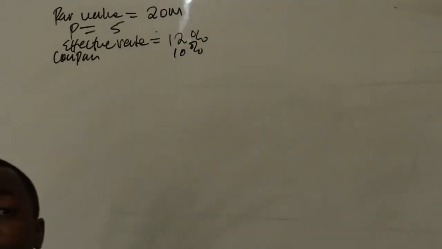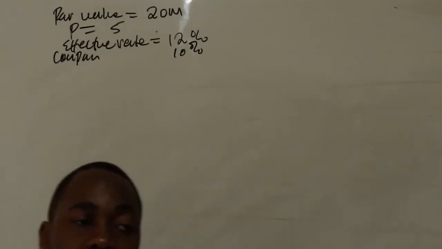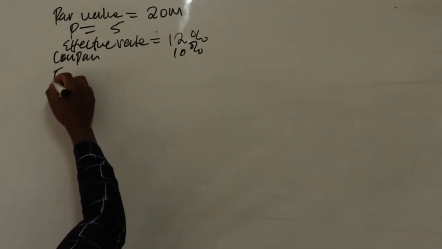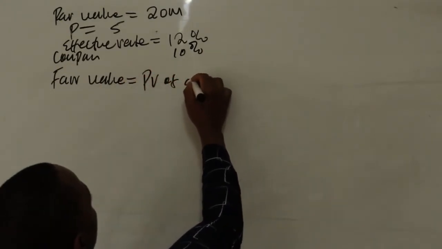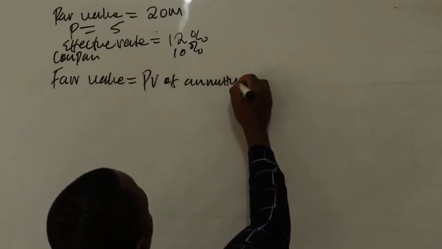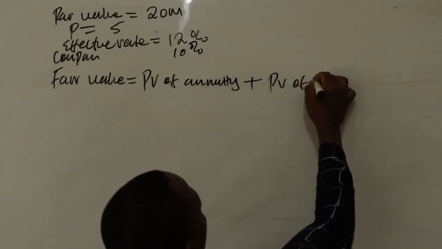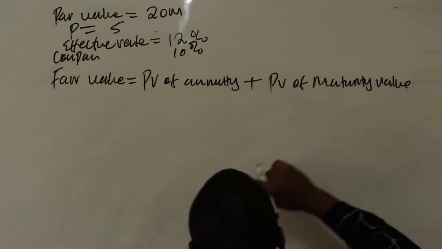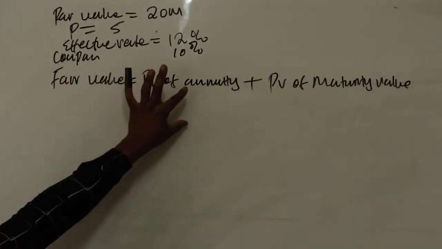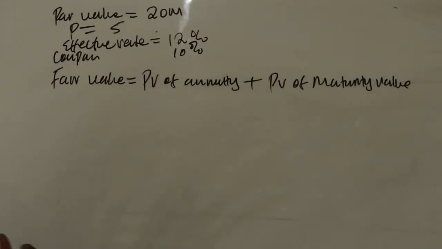So in this case, you are not given the fair value. How do we get the fair value? To get the fair value, first of all, I need to amortize. You take the present value of an annuity plus the present value of the maturity value. So we start with the annuity. The annuity is the interest you'll be paying at the end of each year.